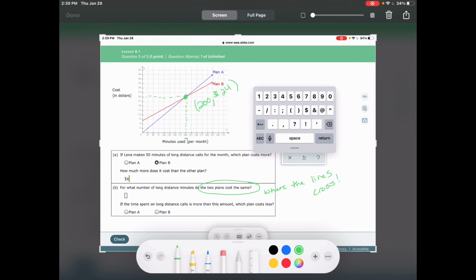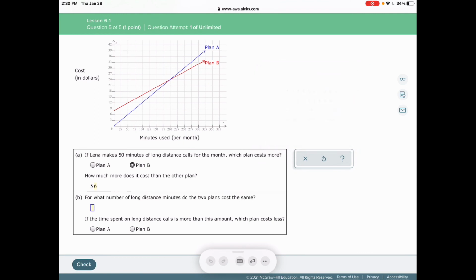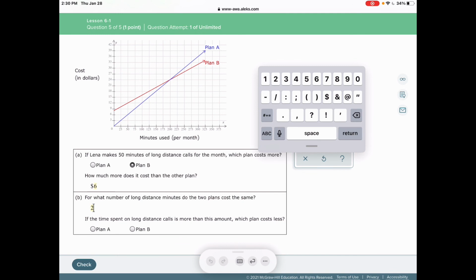And if the time spent on long distance calls is more than this amount, which plan costs less? We can see that the blue line keeps going up further and the red line at that point is the one that's underneath. So past that 200-minute mark, we will want to choose Plan B.